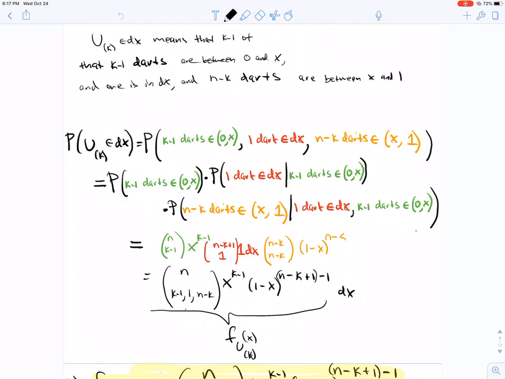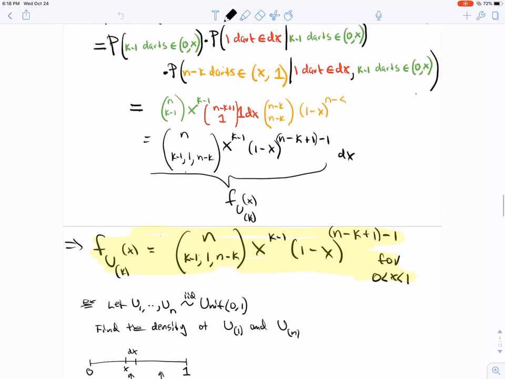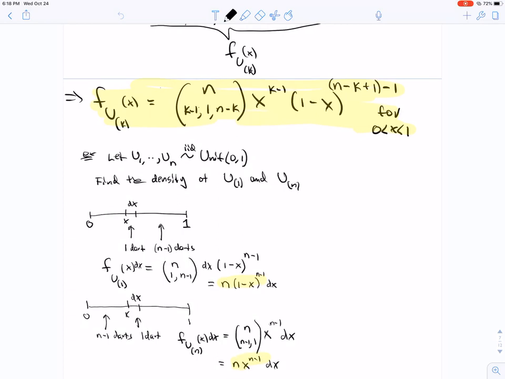Now the reason I write 1 minus x to the n minus k plus 1 minus 1 instead of just 1 minus x to the n minus k is because the order statistic is going to be a special case of what's called the beta distribution that we'll see next time, and I'm just setting things up to make that comparison.